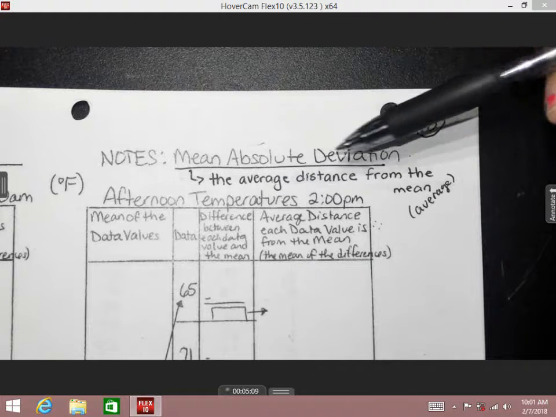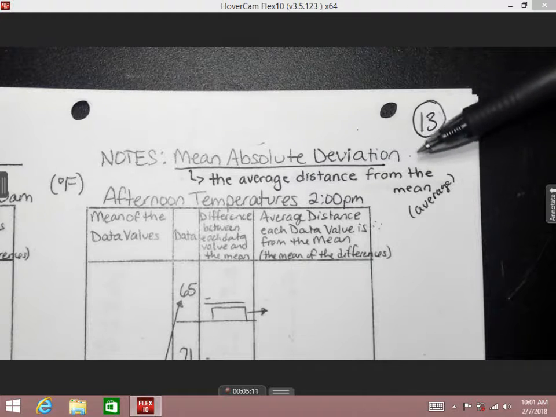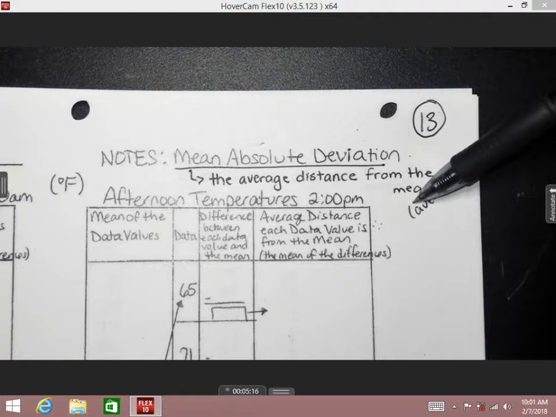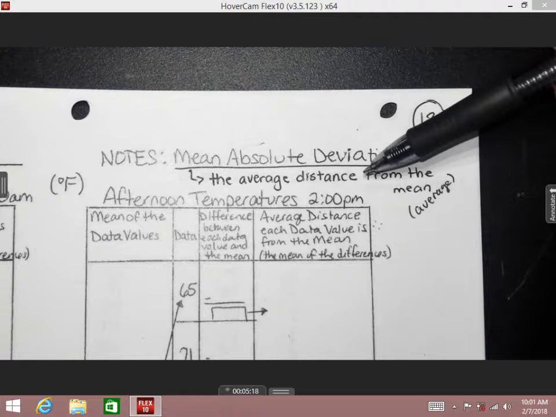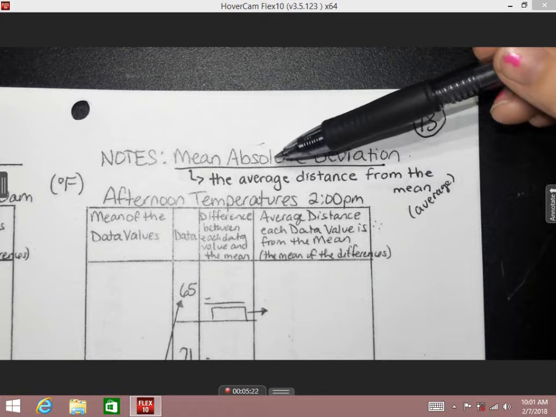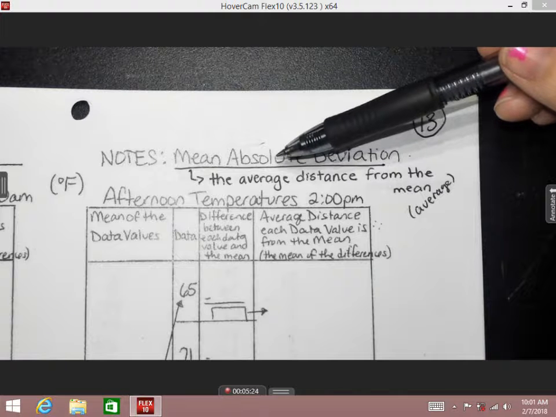So what's the first thing we have to find? The distance or the mean? We got to find the mean. Then we're going to find out how far each piece is. And then we're going to find the average of those. All right? I promise you it's a lot easier than what you're thinking right now.